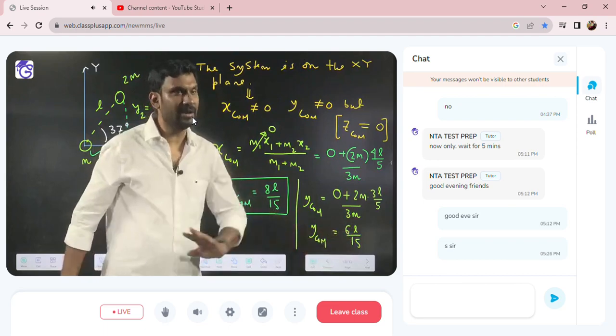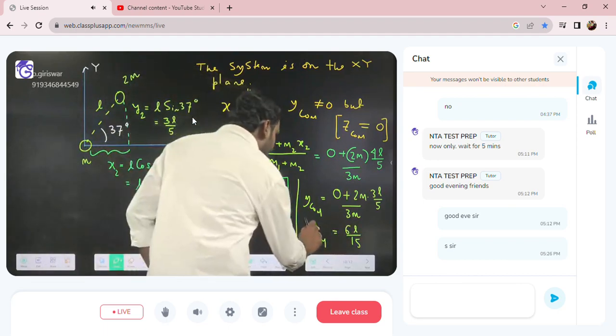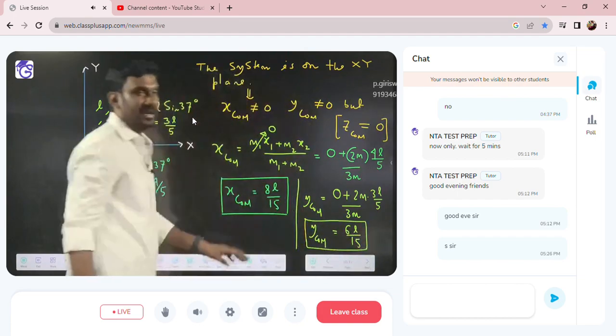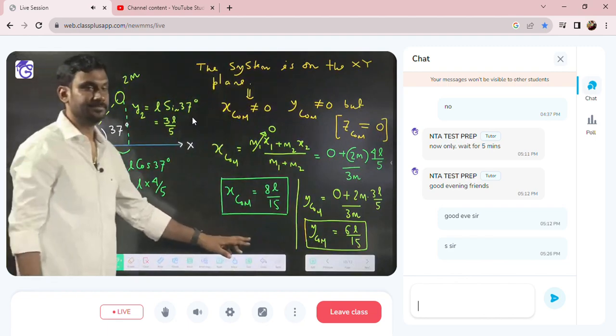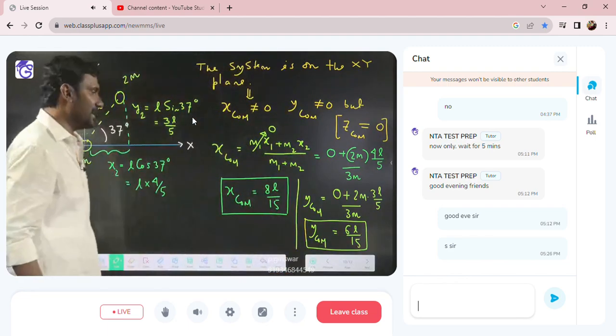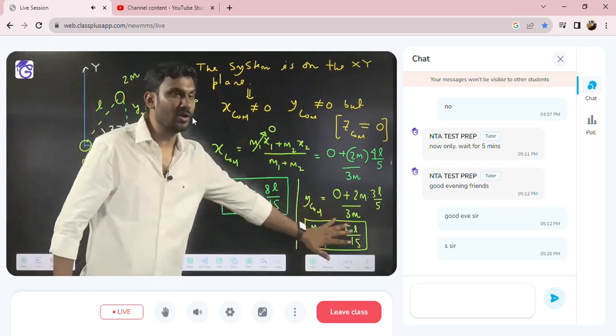Why am I keeping it? I will now explain. I am keeping 6L by 15. So X center of mass is 8L by 15, Y center of mass is 6L by 15. Are these 2 points okay to all of you? We will come to that point ultimately. Now, see the beauty here. We got X center of mass, we got Y center of mass.